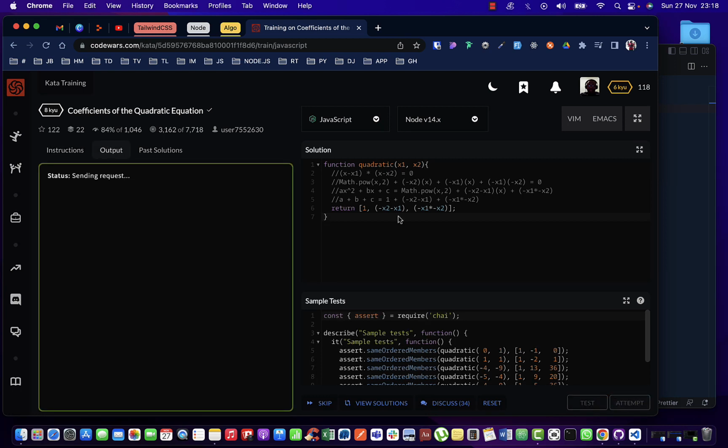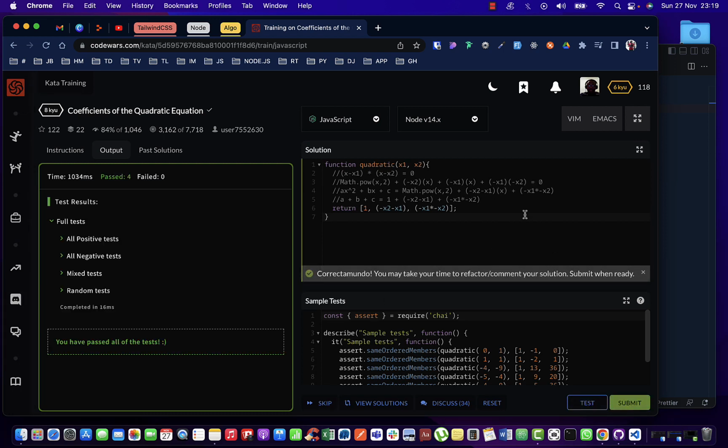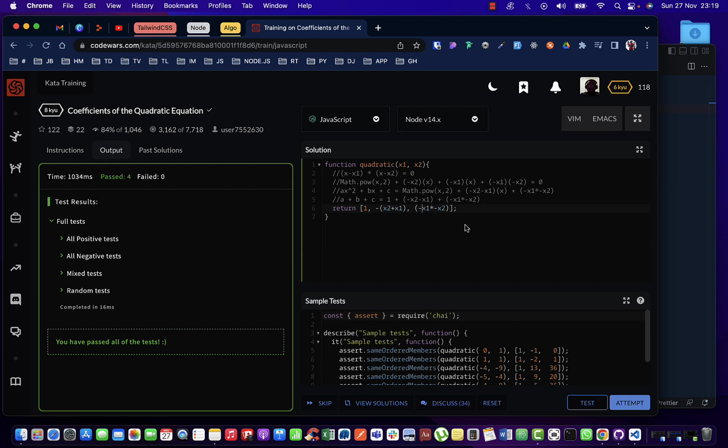Now this has passed, let's attempt, and this passed too. So nice, we've been able to solve that just by doing it this way. You can see it's quite easy, and if we want to break this down further, we can say this is going to be minus, then we'll remove the minus here and say plus, because minus 1 times x2 is minus x2, and minus 1 times x1 is minus x1. And here we can just leave it as plus, because minus minus will end up giving a plus value.